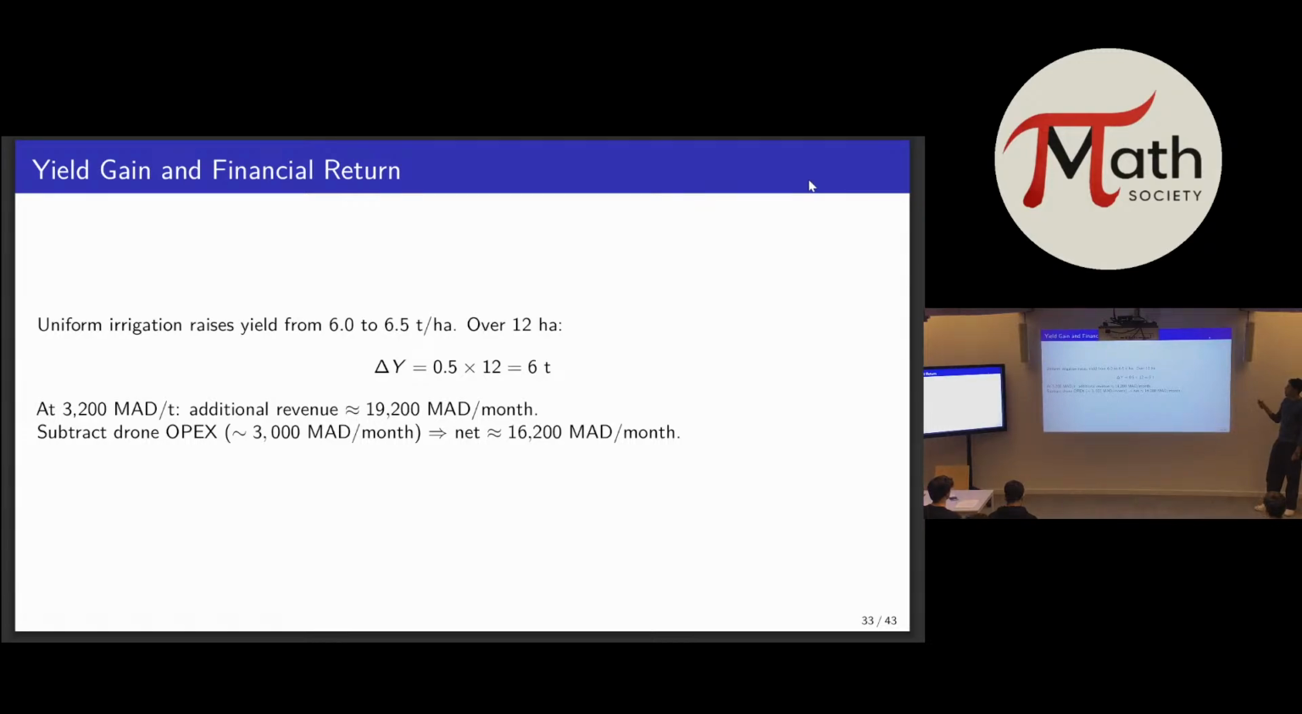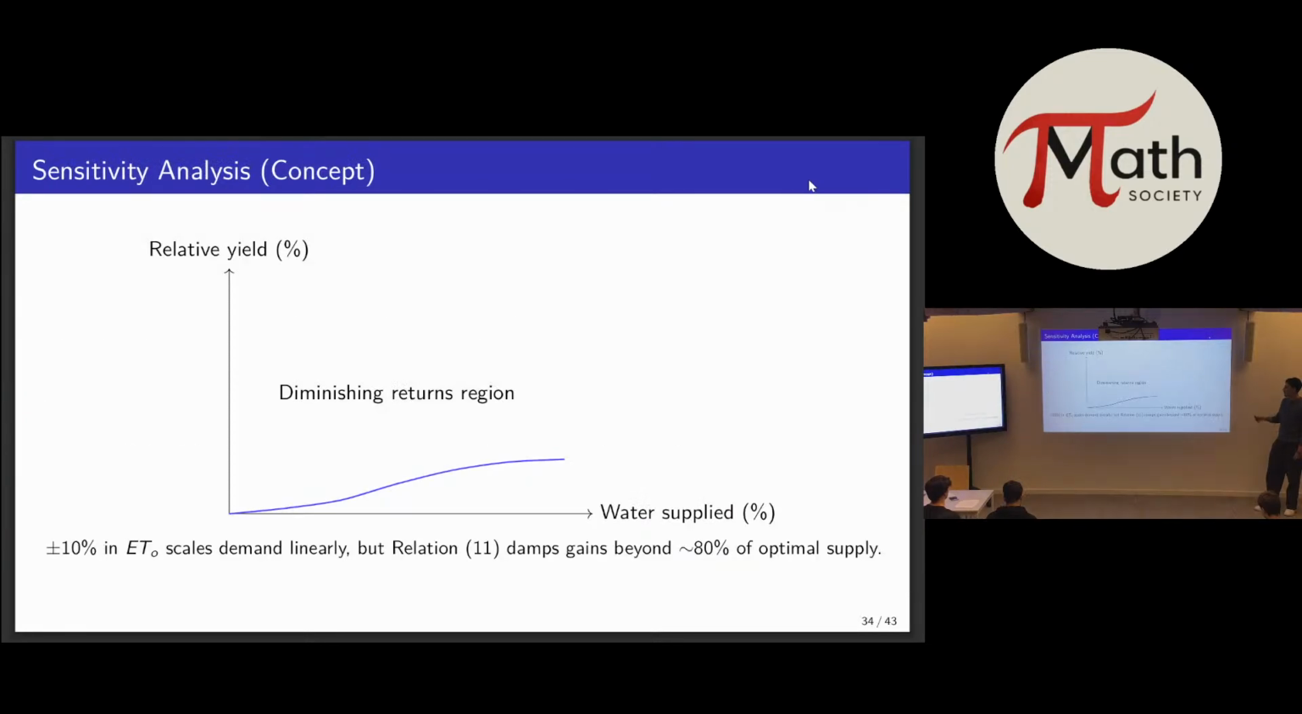So as I said, it's the yield gain and financial return. This is the outcome of the field. It's 6 tons, and the additional revenue for the agronomers is approximately 1,800 euros. So the net income is approximately 105,000 euros. It's not really that important to know, but it's a case study. This is just an analysis of how the relative yield responds to the water supplies. We can see that it's going up and then getting static.